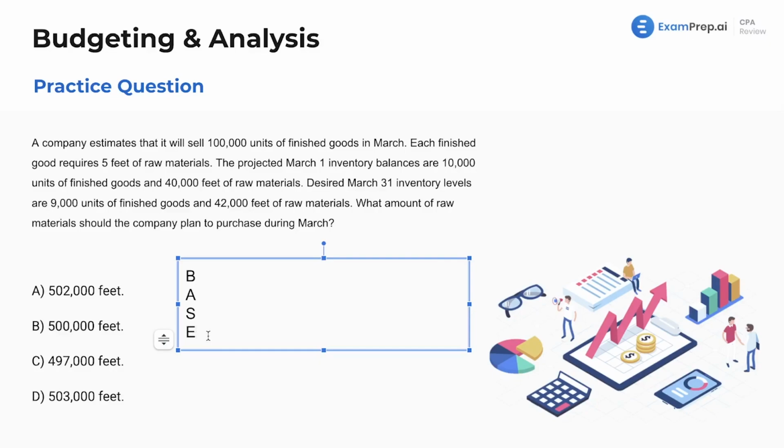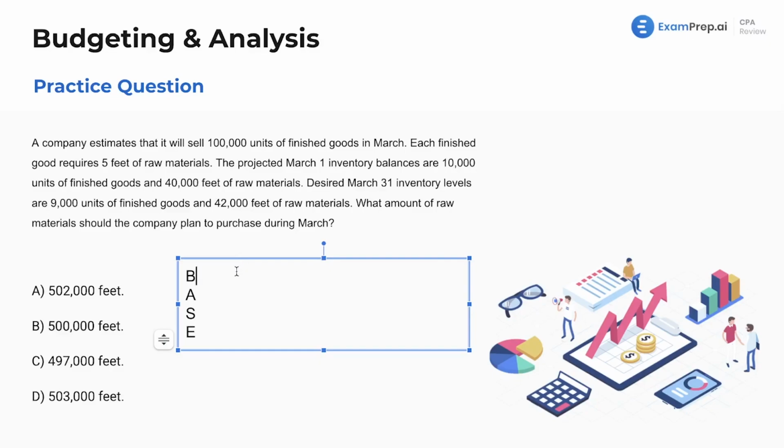We want to figure out raw materials that we need to purchase during March. We're going to kind of do a combination of our finished goods and raw materials. And what do I mean by that? We are going to essentially take our finished goods and turn them into raw materials, because each finished good requires 5 feet of raw material. So, what are our beginning amounts? Just populate the base formula. That's the name of the game here. The projected March 1st inventory balances are 10,000 finished goods and 40,000 feet of raw materials.